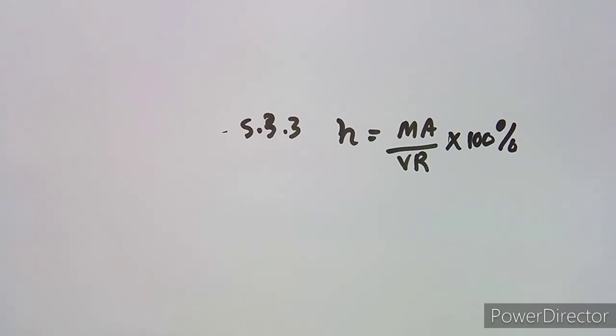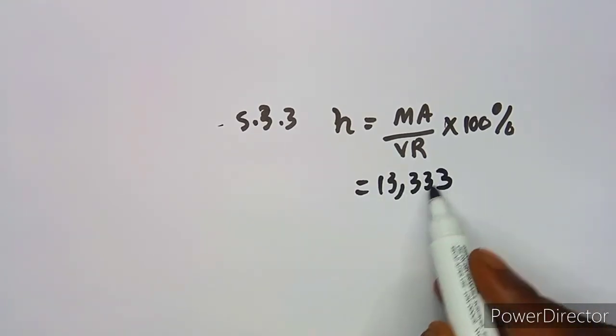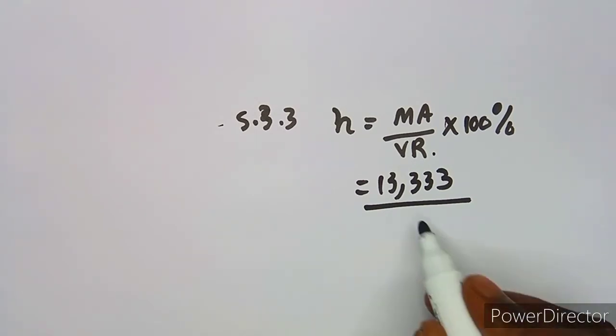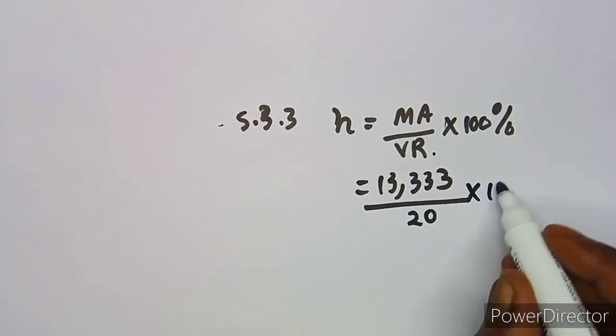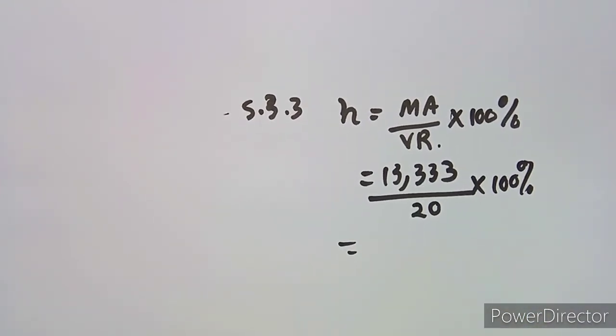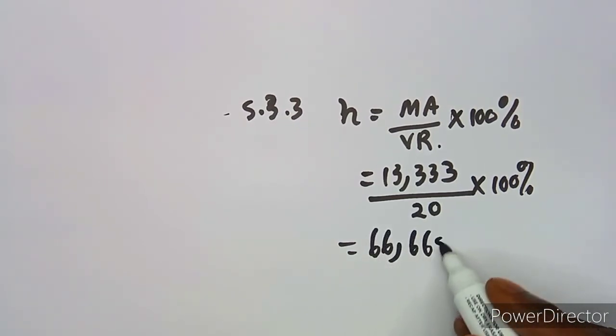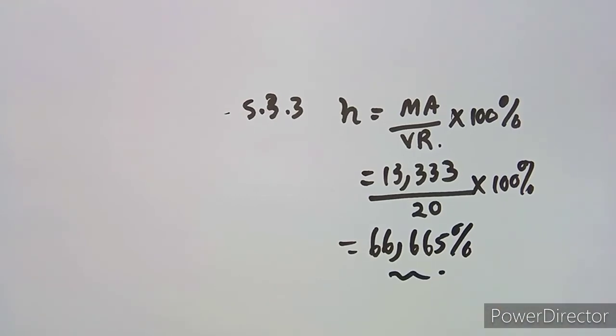We are given, if you still remember, from the values that we calculated, our mechanical advantage was 13.333. So you're going to just substitute here. The velocity ratio was 20 times 100%. So you can use your calculator also, which is going to give us something like 66.665%. So that's how you can end up with the efficiency, guys. I hope this one was straightforward from the look of things there.